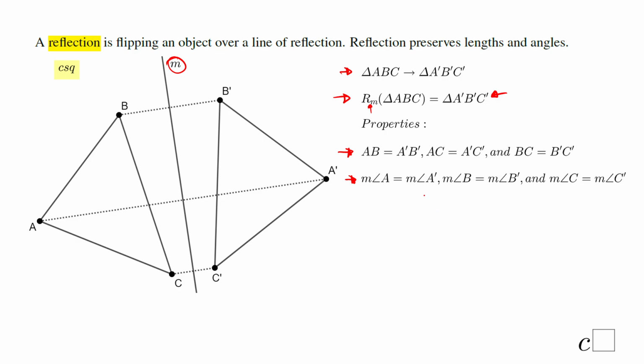Another thing that I did not mention here, this line of reflection is the perpendicular bisector of these segments, in case you need that. Every single point you can construct by drawing the perpendicular from the point to the line of reflection, and then make a congruent one on the other side, and you have A prime. The same for B and B prime, and C and C prime.